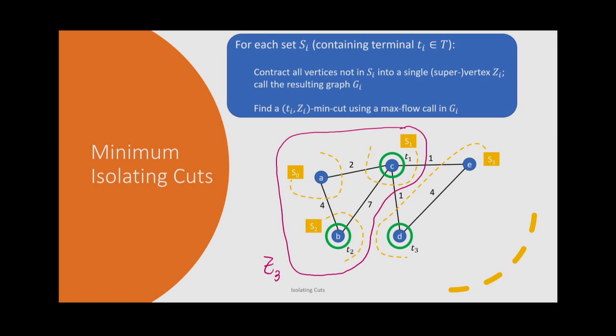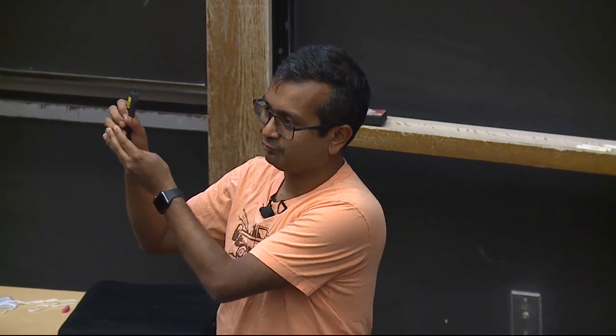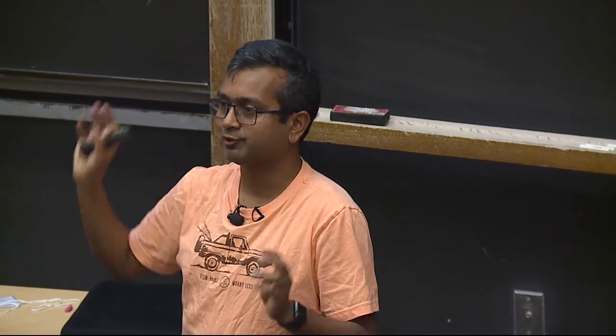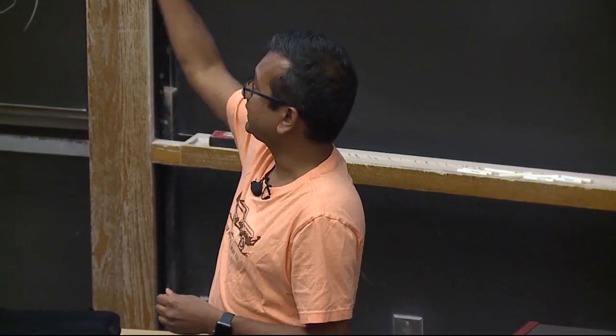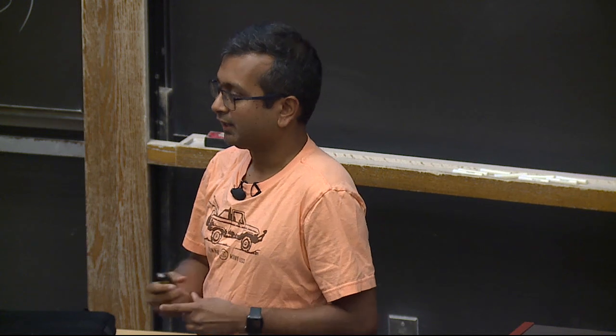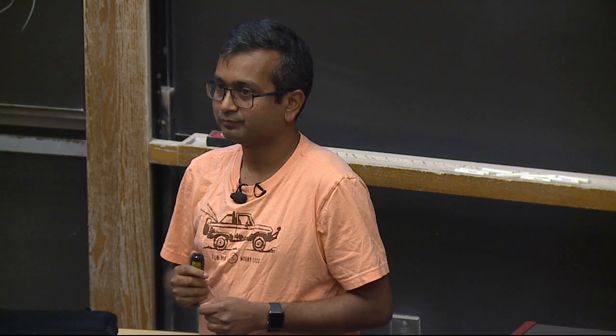So in this step, I'm actually running a lot of ST_min_cuts. Right? For each group, I'm running one ST_min_cut algorithm, where one terminal is the original terminal that's part of the group I did not contract. And the other terminal is this fake vertex that I created by contracting away everything else. So once I found this ST_min_cut, so let's say that T3 Z3 min_cut, I simply return that as my minimum isolating cut for terminal T3.